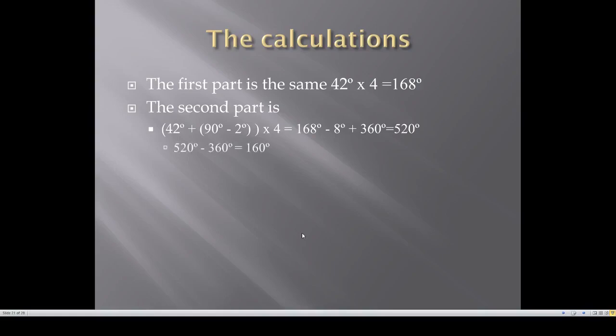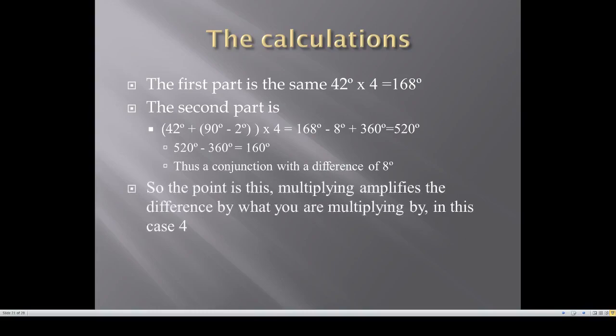520 degrees minus 360 degrees equals 160 degrees, which is a conjunction with a difference of 8 degrees. So you can already see that the multiplying amplifies the difference by what you're multiplying by. In this case, 4. So we had a difference of 2 degrees from exact, and we multiplied it by 4 and found a difference of 8 degrees from the exact conjunction. This is why it's so important to have as accurate information as you can, because small differences amplify.